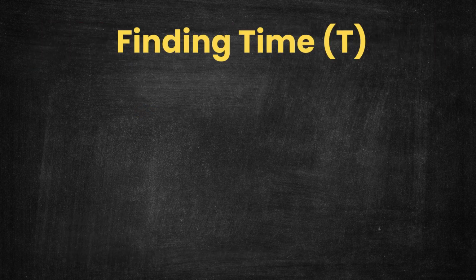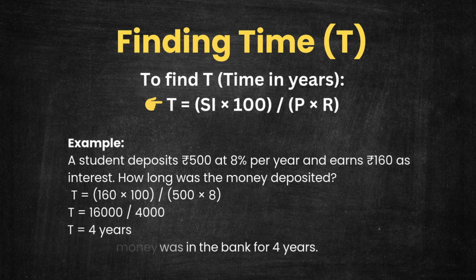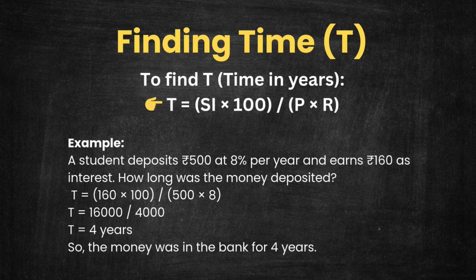Finding time. Finally, let's say we know the interest, principal, and rate but don't know how long it takes to earn that interest. To find T, time in years, T is equal to simple interest times 100 divided by P times R. Example, a student deposits 500 rupees at 8% per year and earns 160 rupees as interest. How long was the money deposited? T is equal to 160 times 100 divided by 500 times 8. T is equal to 16,000 divided by 4,000. T is equal to 4 years. So, the money was in the bank for 4 years.